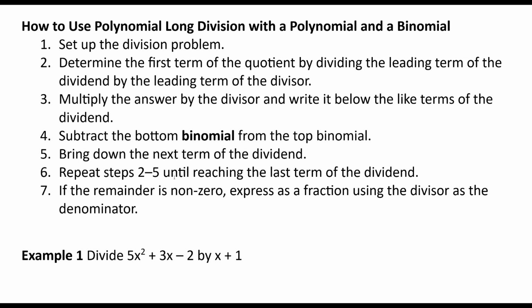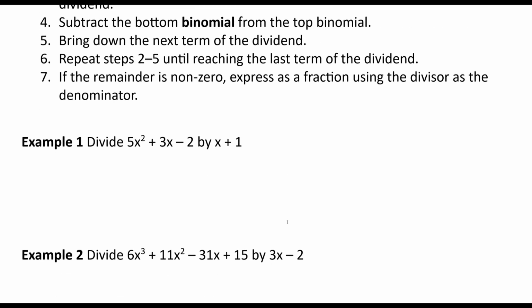So how to use polynomial long division with a polynomial and a binomial. Set up the division problem. Determine the first term of the quotient by dividing the leading term of the dividend, the thing being divided, by the leading term of the divisor. Multiply the answer by the divisor and write it below the like terms of the dividend. Subtract the bottom binomial from the top binomial. Bring down the next term of the dividend. Repeat steps 2 through 5 until reaching the last term of the dividend. If the remainder is non-zero, express it as a fraction using the divisor as the denominator.